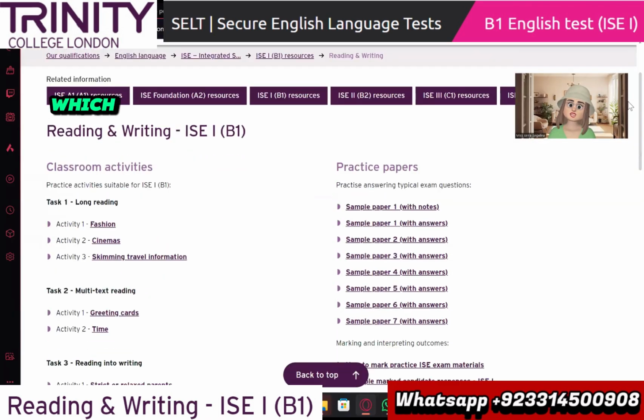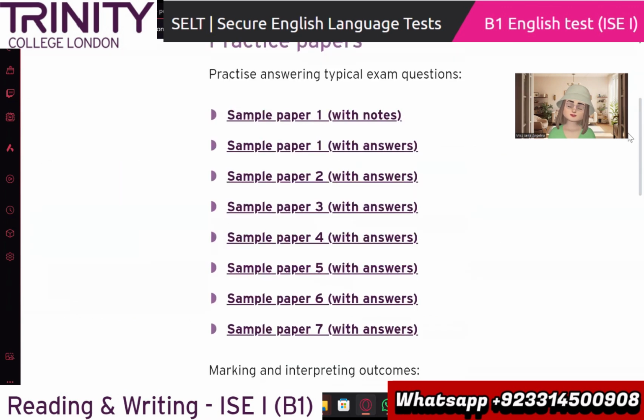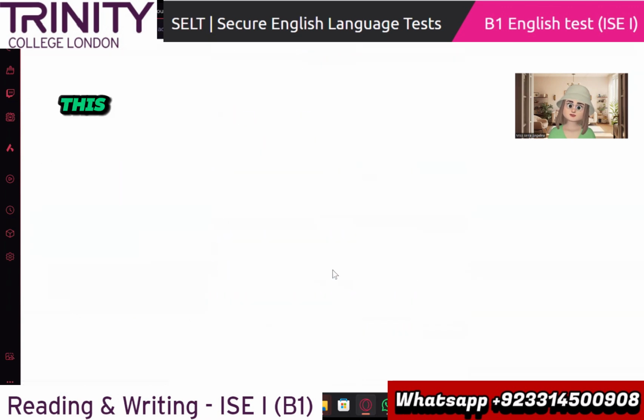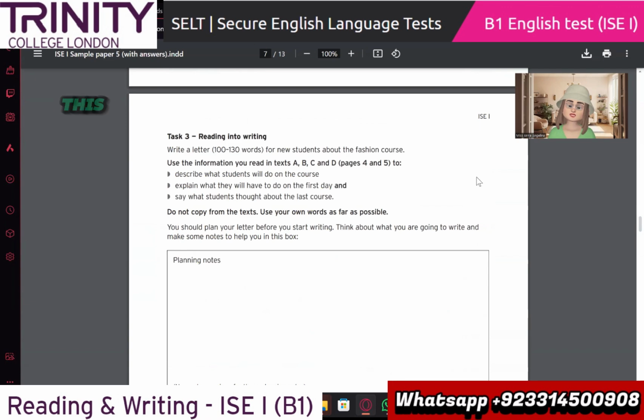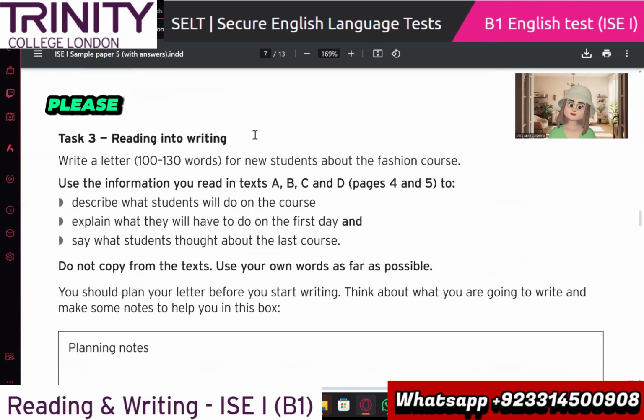Would you please tell me which test you want to choose for writing? Number 5. This one? Okay. Can you read this question? This is multi-text reading into writing. First, can you read this question, please?